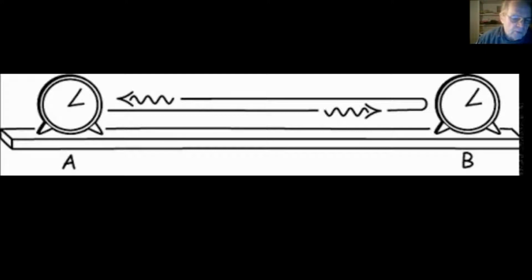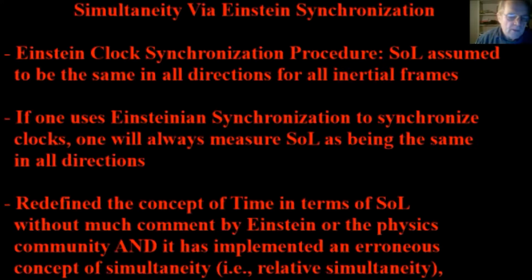Okay, back to the previous slide. Look at the third point. So what has happened? Well, Einstein has redefined the concept of time in terms of the speed of light, without much comment by Einstein himself or the physics community. And it really is a change in the wrong direction. In addition, that procedure has implemented an erroneous concept of simultaneity. Namely, relative simultaneity.